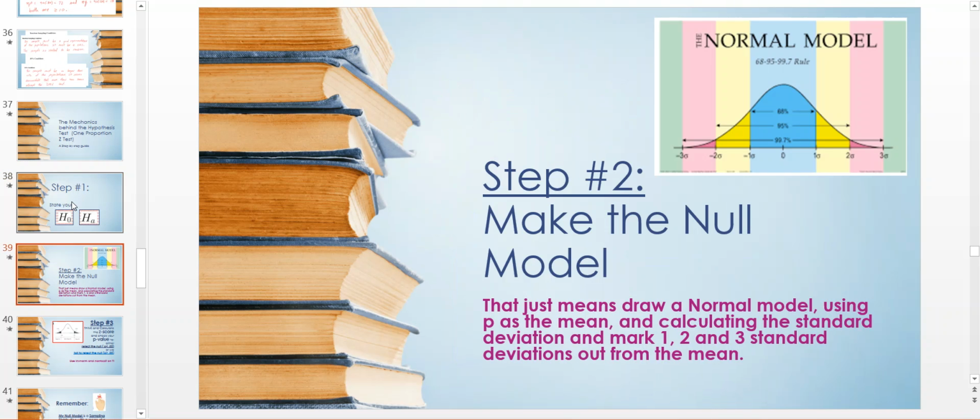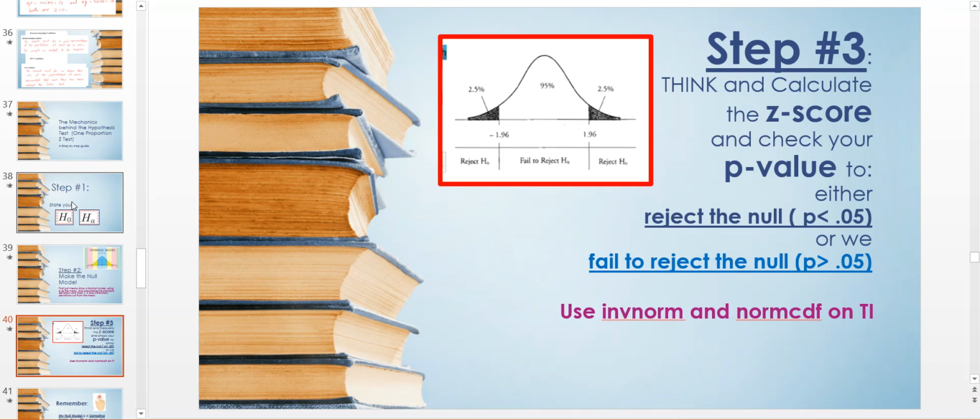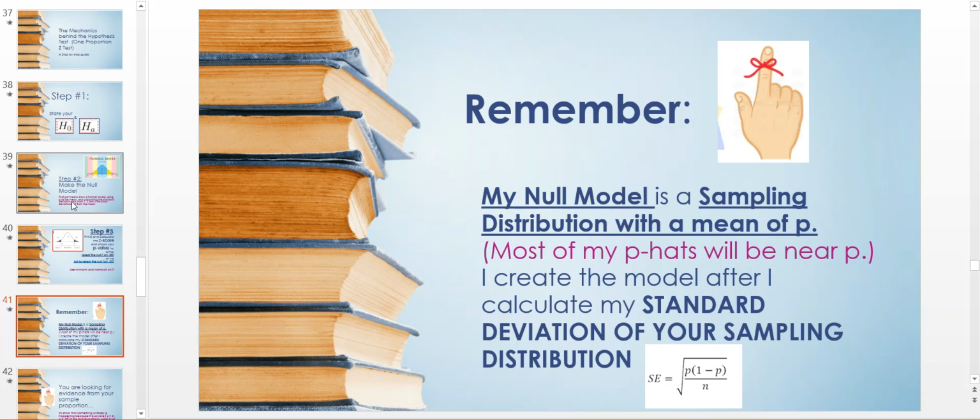Step two then is we're going to make the null model, and we're going to use p, the population proportion, as our mean, and it's basically just a sampling distribution, and we calculate the standard deviation, which you'll see here in a minute. And then after we do all of that, we see what our z-score would be after we use our sample proportion and our population proportion. We'll calculate the z-score, and then we'll decide if we're going to reject the null because it is so statistically significant, it's in the tails, or we will fail to reject the null, which means it was not unusual.